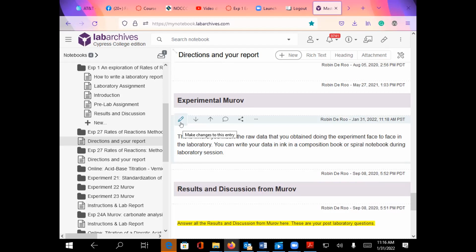And you should have your date. Every day you put your date for that data from that day. Try to do it as neat as possible. It's supposed to be in ink.